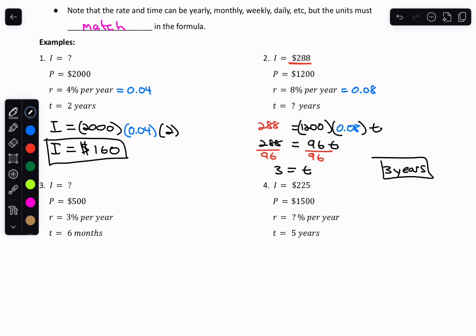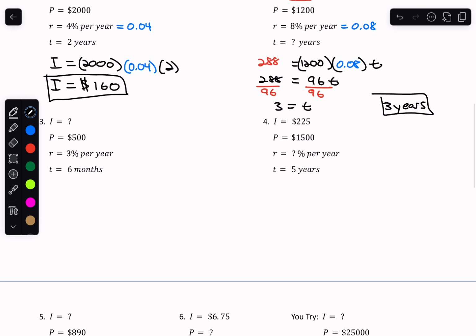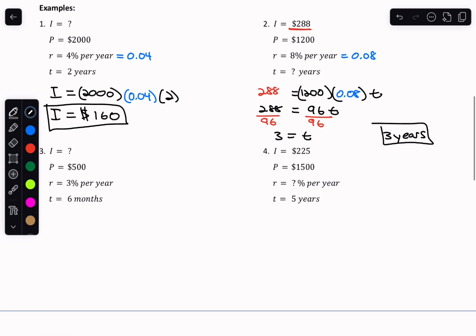All right, now we're going to move on. In number 3, we have another easy one. When I say easy, I mean that we're solving for the interest. Because whenever you're solving for the interest, all you have to do is plug in the numbers in their appropriate spots. Number 3 is going to have one twist over number 1, though. So I'm going to set it up the same.